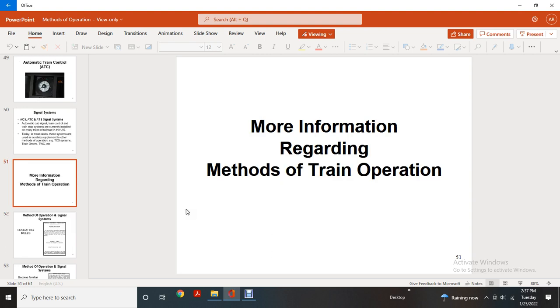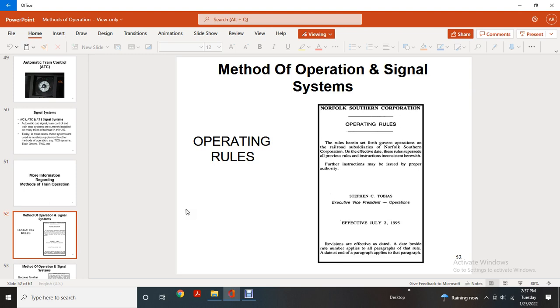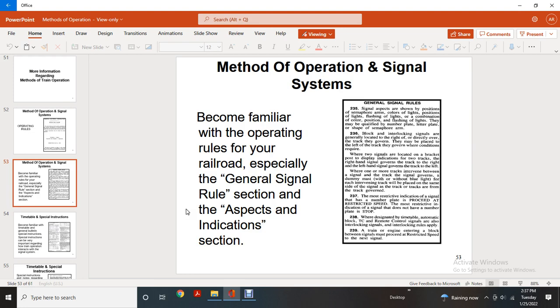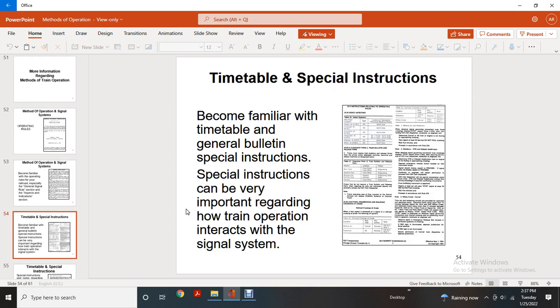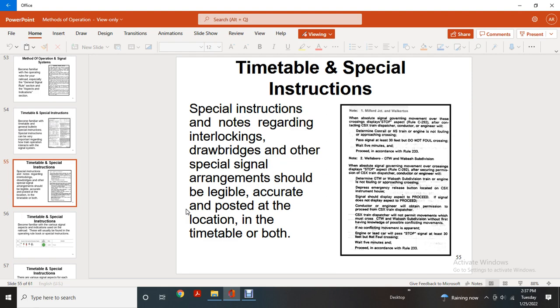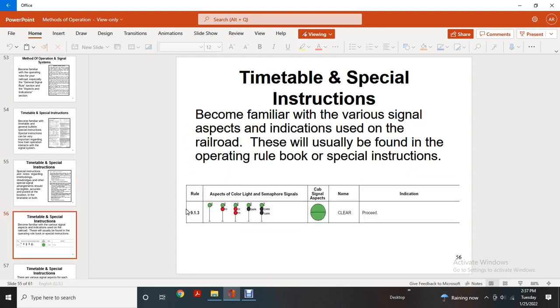More information regarding methods of train operation is found in your operating rules. Become familiar with the operating rules of the railroad, especially the general signal rule section and the aspect indications section. Become familiar with the timetable, general bulletins and special instructions. Special instructions can be very important regarding how the train operates and interacts with the system. Special instructions and notes regarding interlockings, drawbridges or other special signal arrangements should be legible, accurate, and posted in the location of the timetable or both.